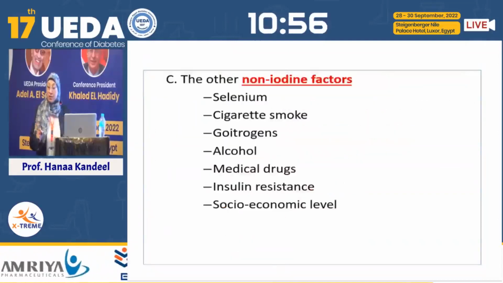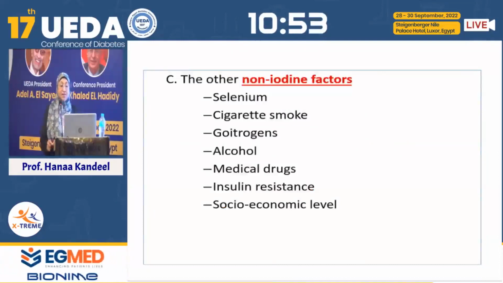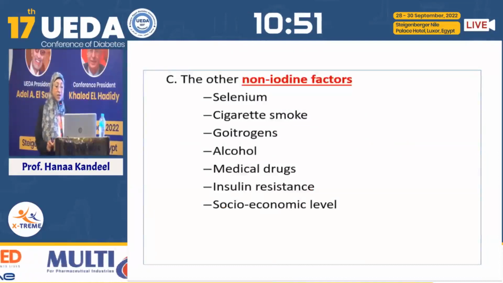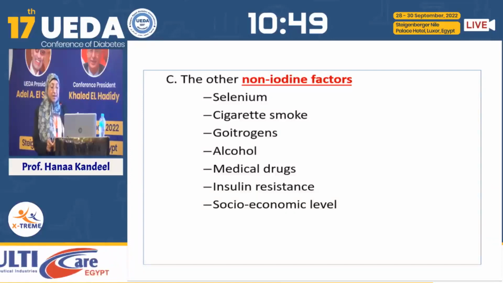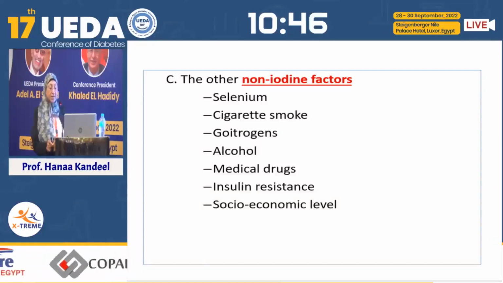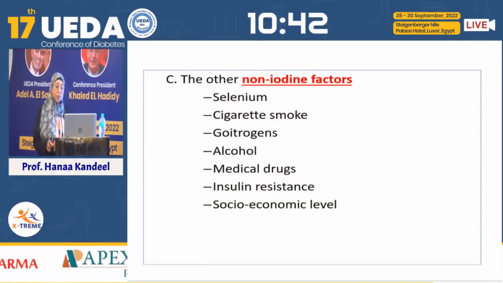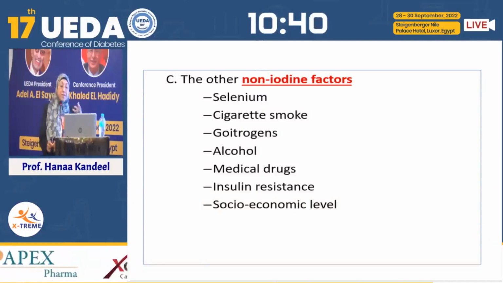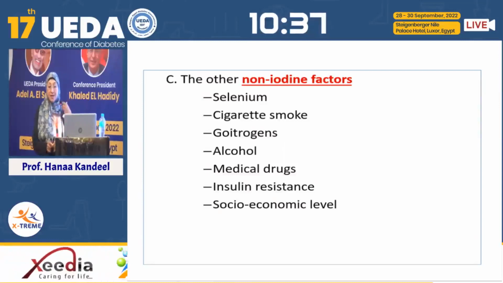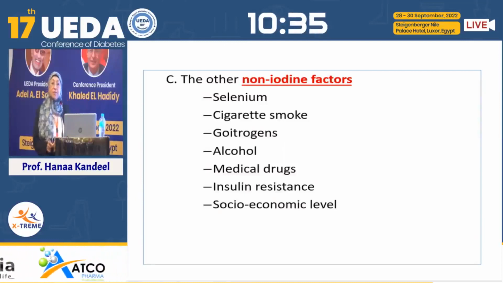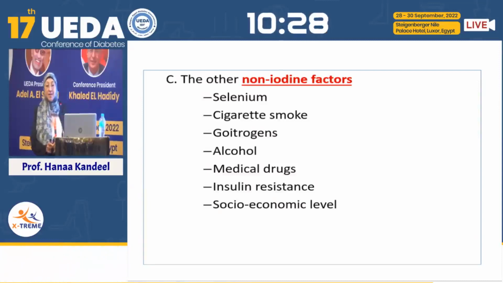now. On the other hand, non-iodine factors like selenium, cigarette smoking, goitrogenous diet, alcohol, medical drugs, insulin resistance, and socioeconomic levels expose the patient to more pollutants. And for this selenium, a lot of us give the patient, in case of hypothyroidism, selenium in addition to thyroxine therapy. And also goitrogenous substances like cabbage or radish or something like that.